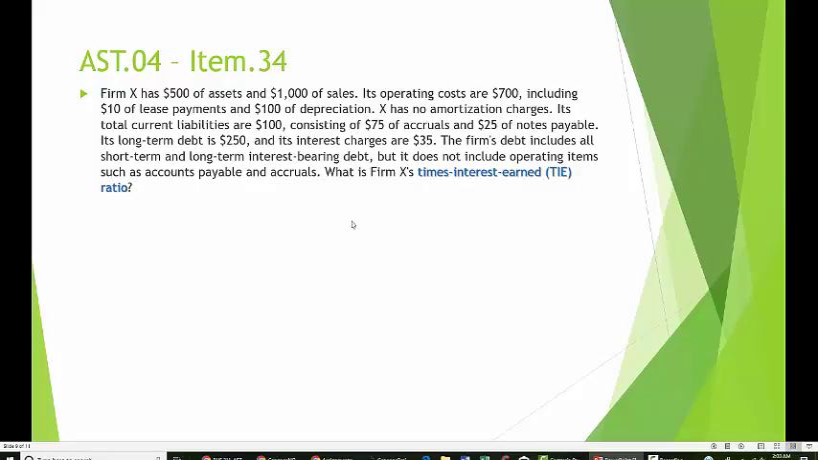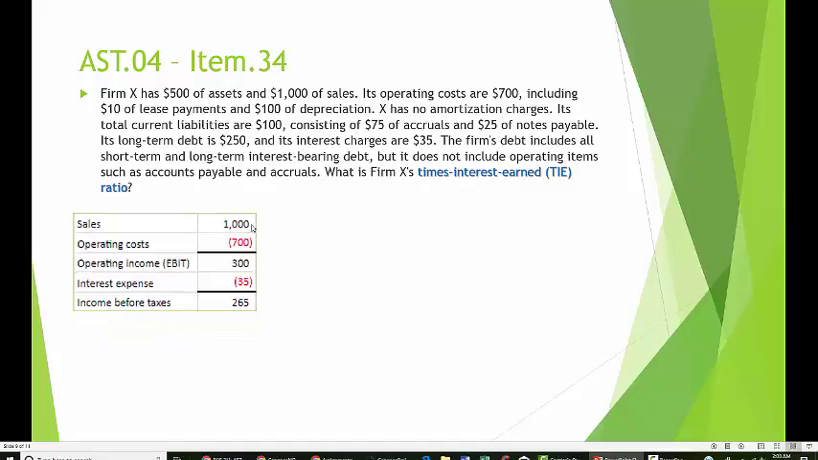The firm's debt includes all short-term and long-term interest-bearing debt, but it does not include operating items such as accounts payable and accruals, which is typical. What is the firm's times interest earned ratio? Times interest earned is EBIT, earnings before interest and taxes, divided by interest expense.